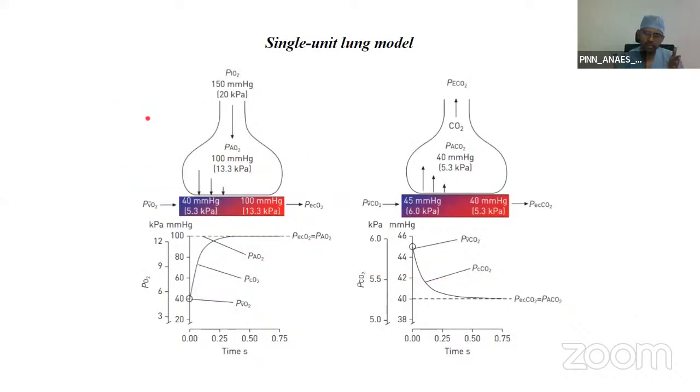So we'll see what happens to oxygen delivery as well as carbon dioxide removal in this single unit lung model. On the left side, see, the inspired oxygen tension is around 150 millimeters of mercury, which drops to around 100 millimeters of mercury in the alveolus. The mixed venous blood enters from here, and it has an oxygen tension of 40 millimeters of mercury. Once it reaches the alveolus and gets oxygenated, the PO2 increases to 100 millimeters of mercury, which is identical to the alveolar PO2.